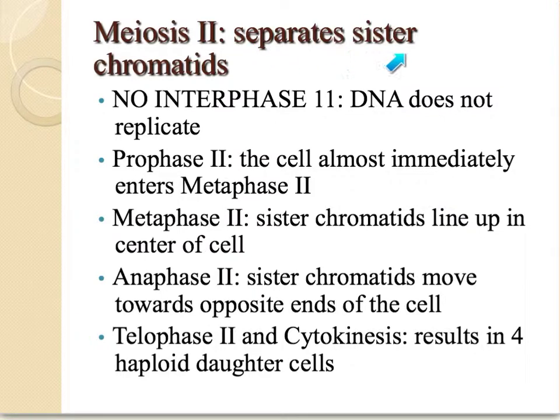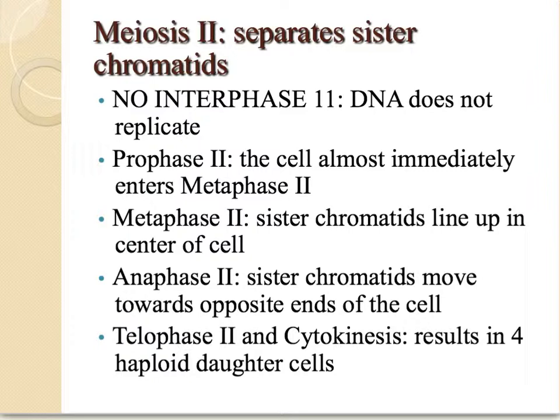Meiosis II, its purpose is to separate now these sister chromatids. There's no interphase 2 needed because the DNA does not need to replicate. So it'll pretty much uncondense and then condense right back in prophase 2. And then it'll go into metaphase 2. Metaphase 2, very much the same, lines up in the center. This meiosis II looks almost identical to mitosis. Anaphase 2, the sister chromatids are being pulled apart.